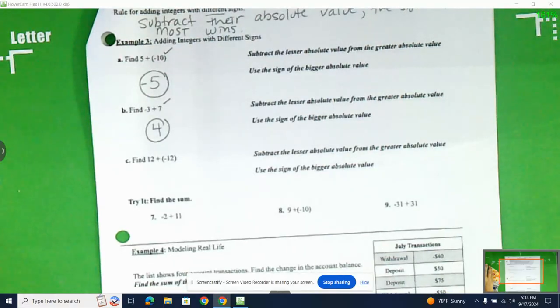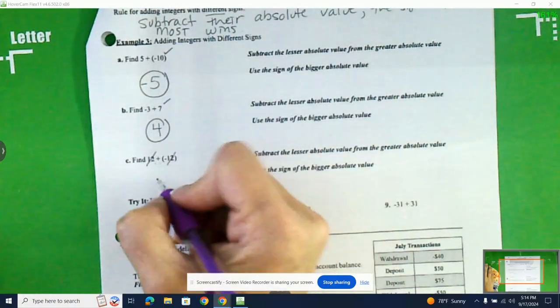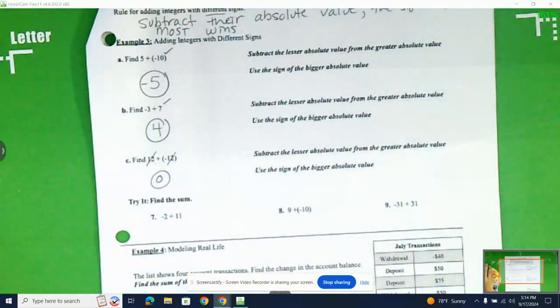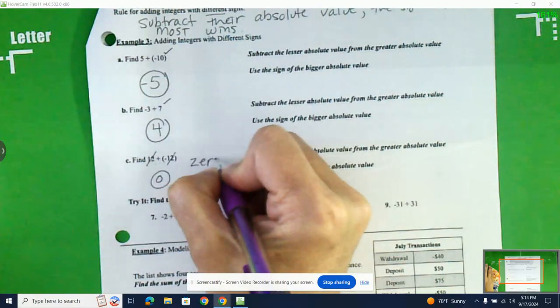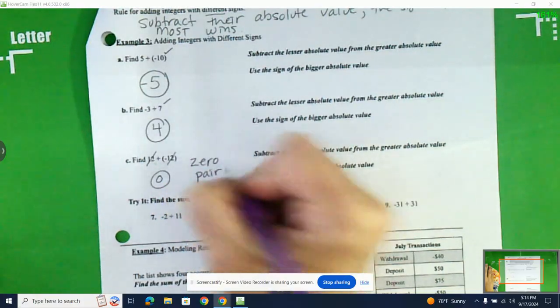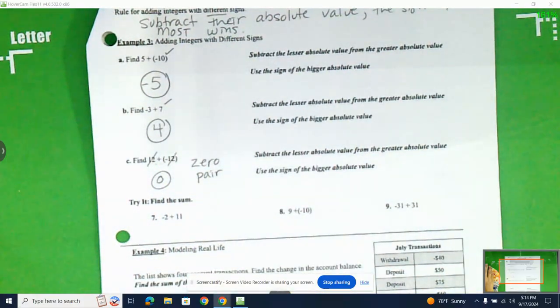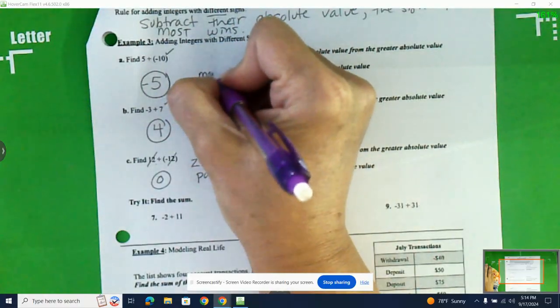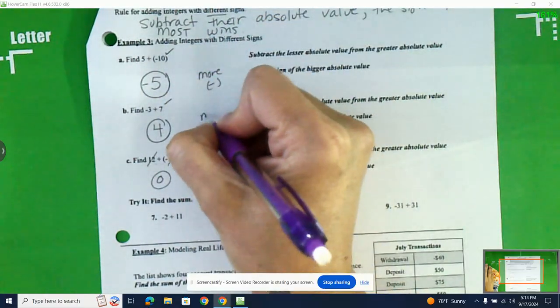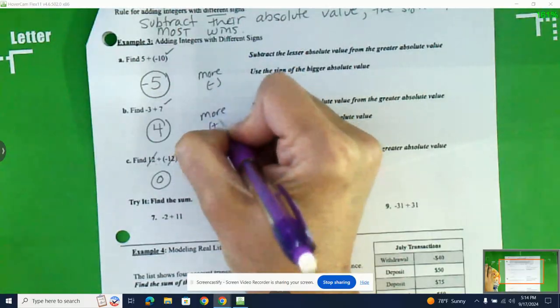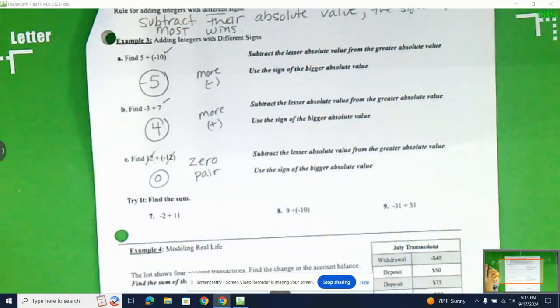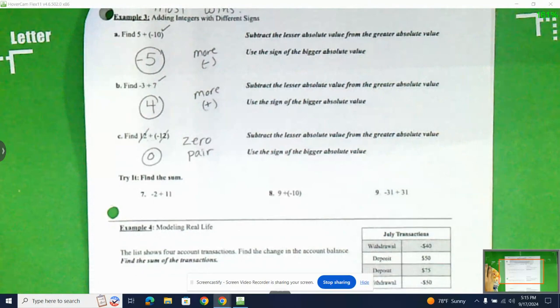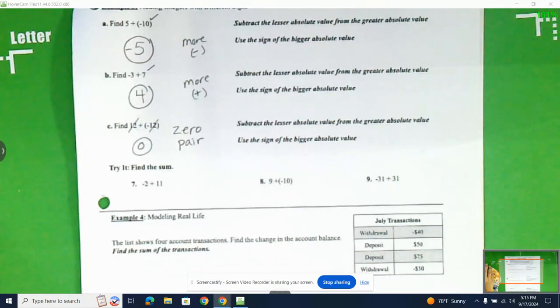Part C, we have 12 plus -12. Well, 12 and -12 are a 0 pair, so they're going to add up to 0. They're the same. So this is a 0 pair. Here we had more negative. Here we had more positive. Okay, pause and try the next 3 questions, and then come right back.